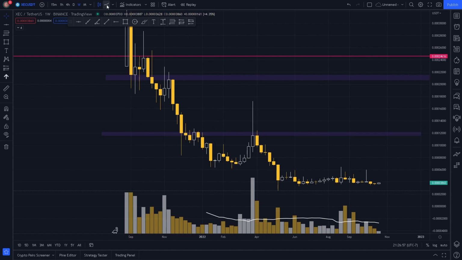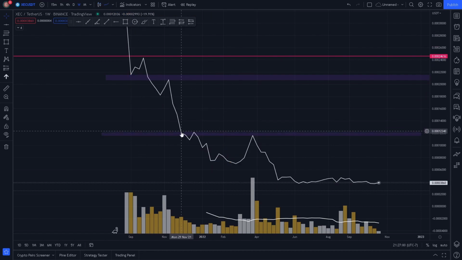We can see this more clearly on a line chart. The price broke through, came up, and reversed. As price came back up, we see a rejection from the same level.